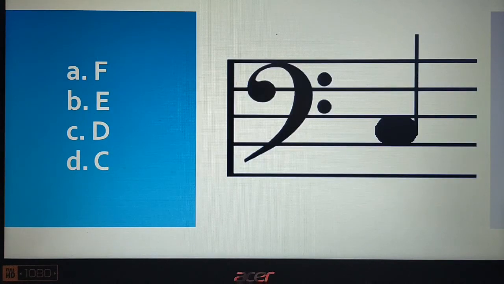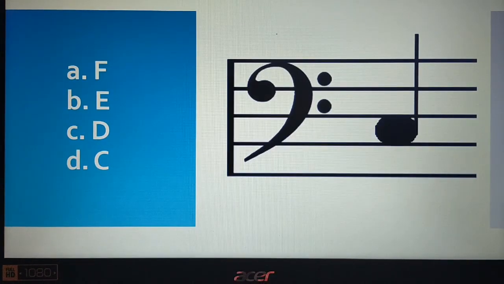What note is this? A. F, B. E, C. D, D. C. The correct answer is D, C, because this is a bass clef and the note is on the 2nd line of the staff. Very good.